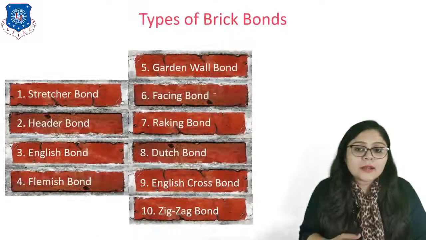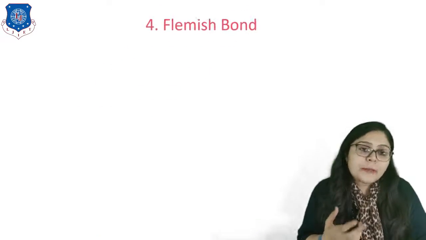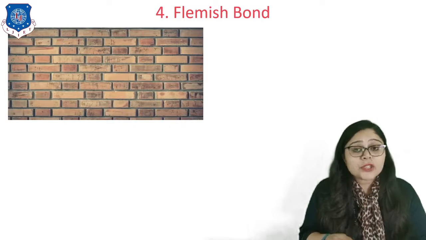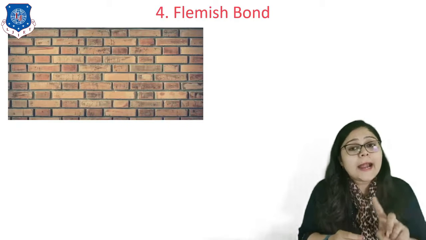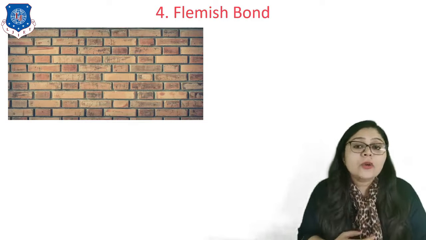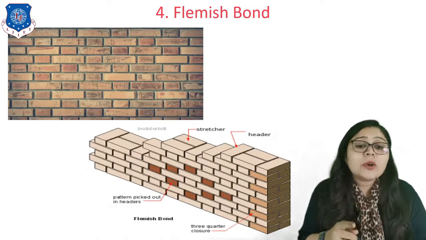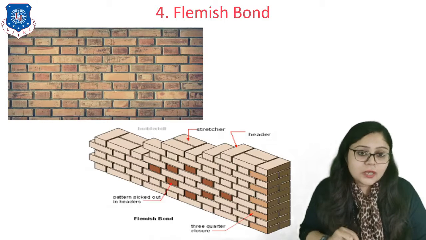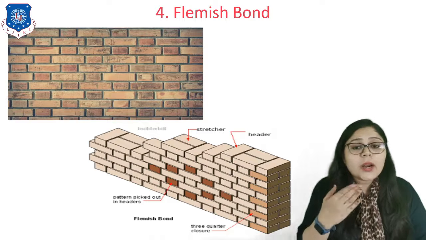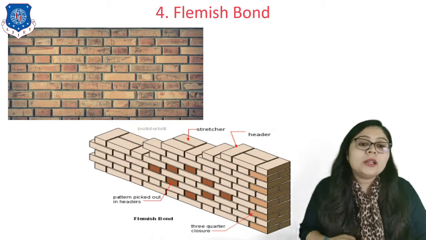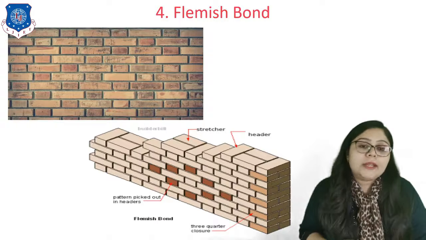Now let's discuss the fourth one, which is Flemish bond. So Flemish bond is something in which alternate arrangement of header and stretcher in one course is available, as shown in this figure. You can see over here one header and one stretcher in one course. Even here a 3/4 closer is used to break that vertical joints to be in same line, right?